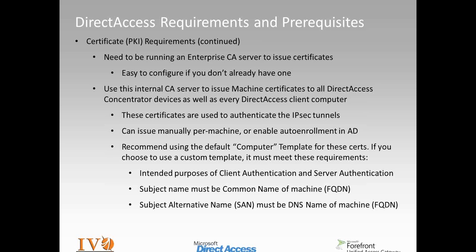And the issuance of certificates is very easy to do. You can do it manually, though then that does require touching those computers. Or what most installs do is flip a switch in Active Directory called auto-enrollment. And once you turn on auto-enrollment, Active Directory tells your CA server to go ahead and just issue certificates to all of your domain joined machines, which covers all of the computers necessary for DirectAccess. So that's a very easy way to automatically administer this.